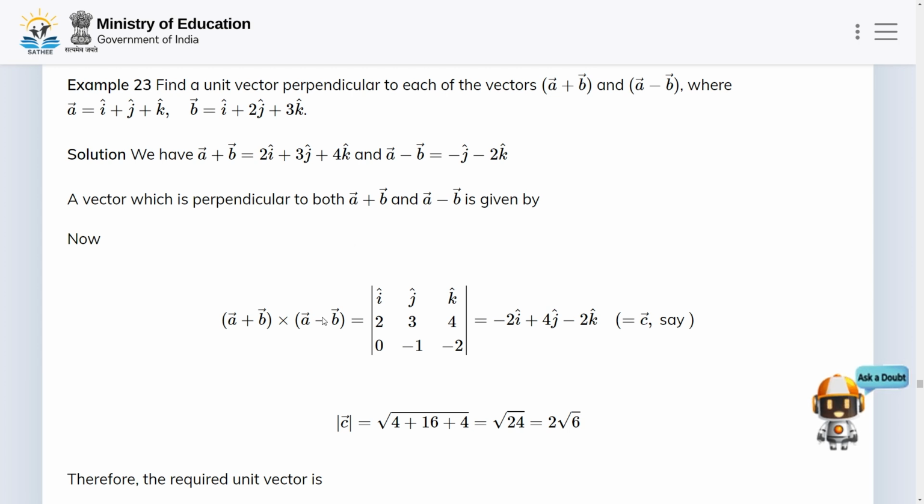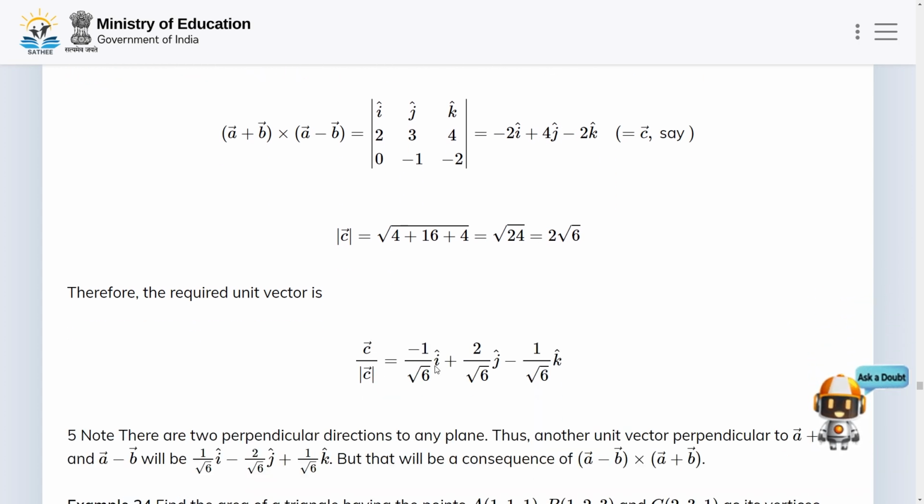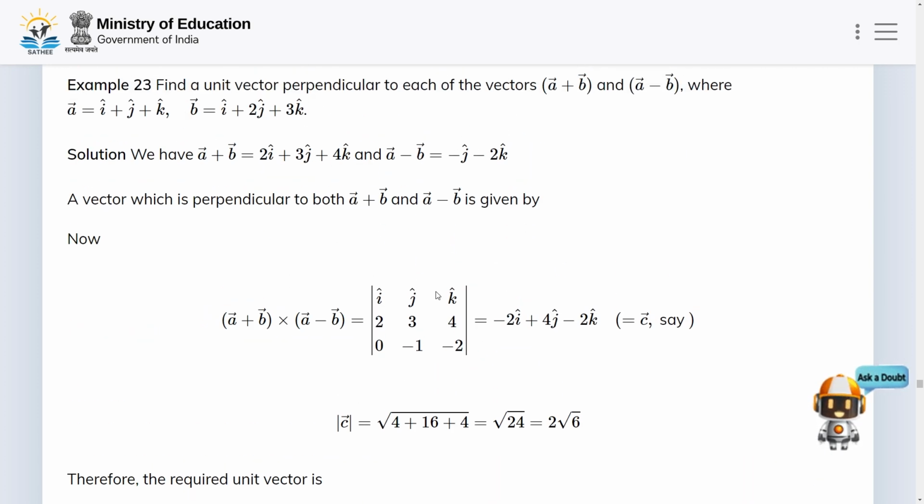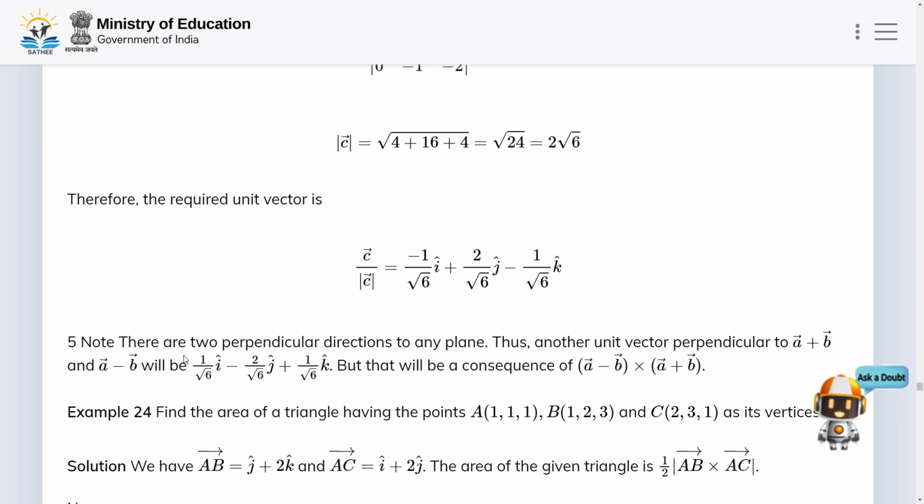Okay, so you have your cross product now, but the question was to find a unit vector which is perpendicular. So it is your vector, now divided by its magnitude, you will get your unit vector. So unit vector will be this. So this is your perpendicular vector to these two given vectors. Note that there are two perpendicular directions to any plane. Thus, another unit vector perpendicular to this will be what? Very simple, just multiply with a minus sign. You will get another vector, which is perpendicular but opposite to this vector.